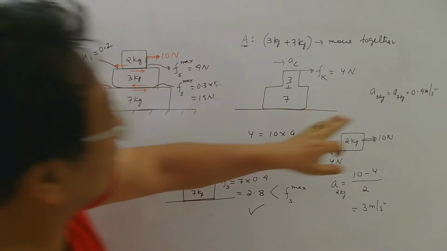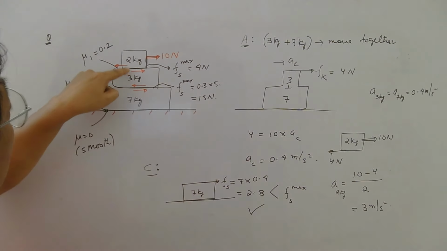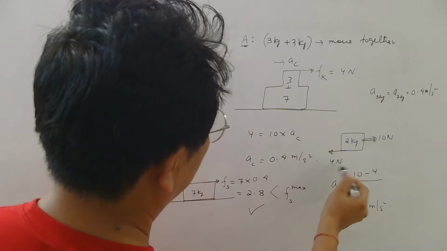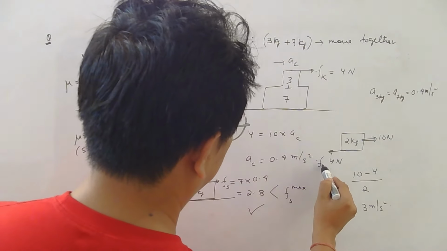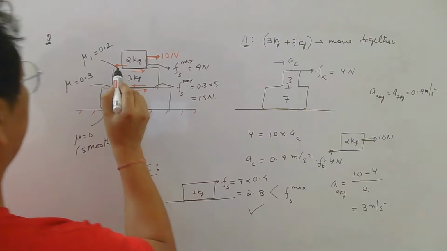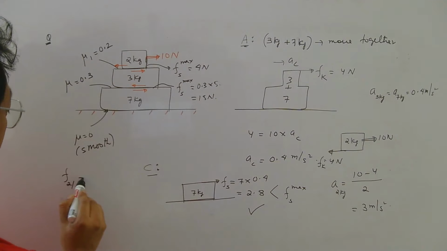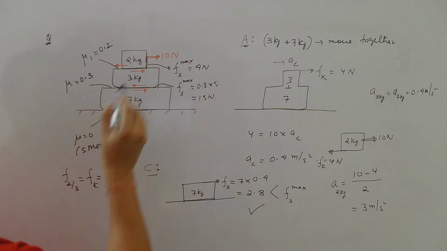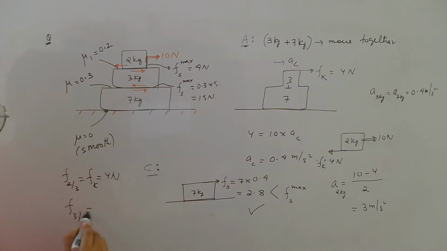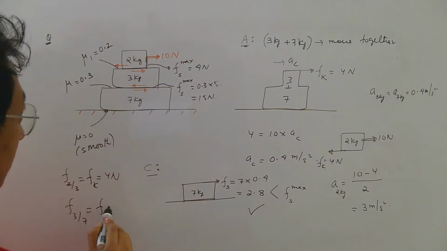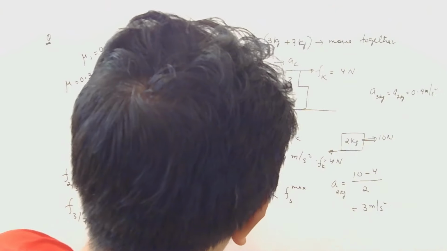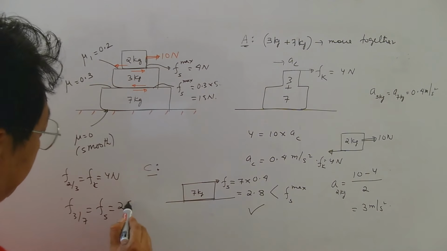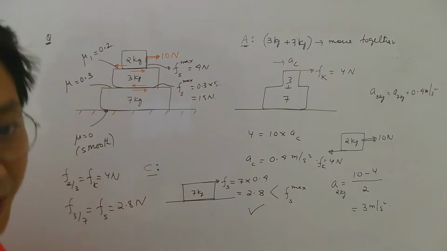3 and 7 will move together with this acceleration. Friction between 2 and 3 is how much? This is the friction which is kinetic, right? So the friction between 2 and 3 is kinetic, which equals 4 Newton. Friction between 3 kg and 7 kg, they are moving together, so it is static friction. And that static friction between 3 kg and 7 kg is 2.8, right? This is the static friction. And here there is no friction, right?